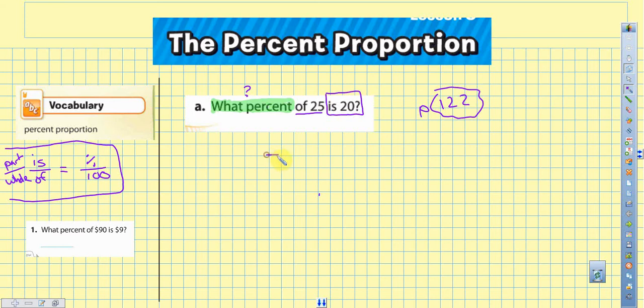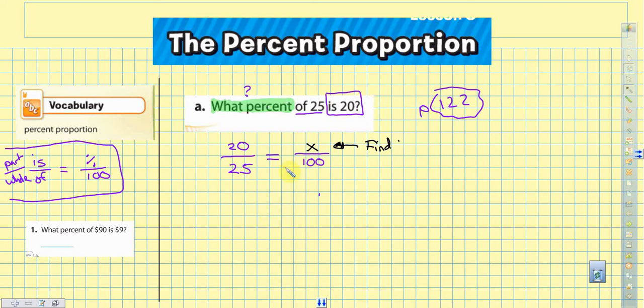So what we're going to do is set this up. Put our equal sign in there. We always put our percent over 100, and we're pretty much going to set it up like this all the time. So this is going to be our is over our of. Our is 20. Our of is 25. We don't know the percent. That's what we're trying to find.